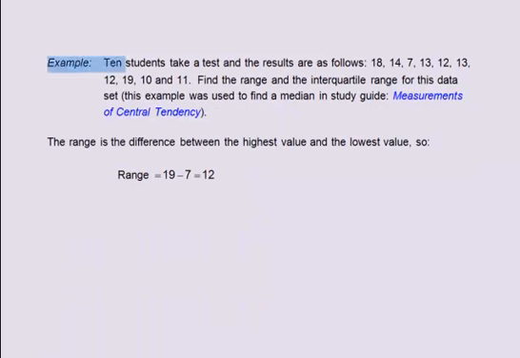Example: 10 students take a test and the results are as follows: 18, 14, 7, 13, 12, 13, 12, 19, 10 and 11. Find the range and the interquartile range for this data set. This example was used to find the median in Study Guide Measurements of Central Tendency. The range is the difference between the highest value and the lowest value, so range equals 19 minus 7, which equals 12.